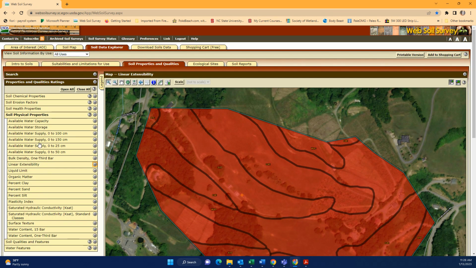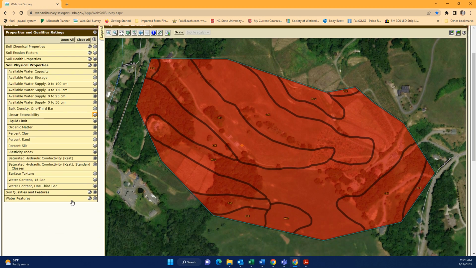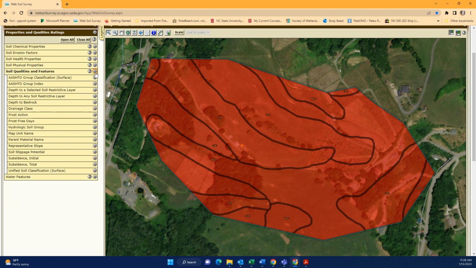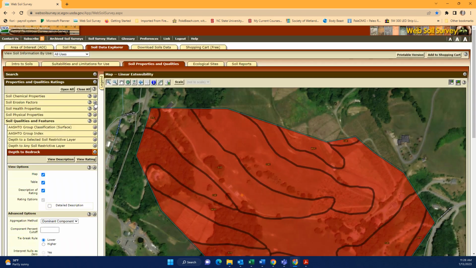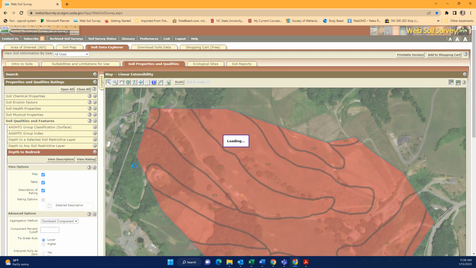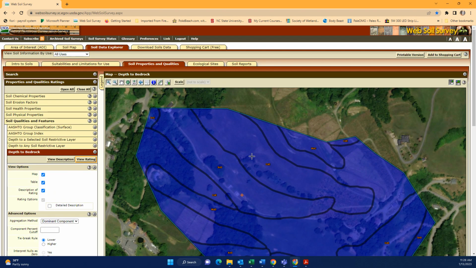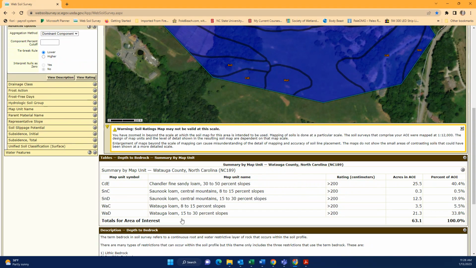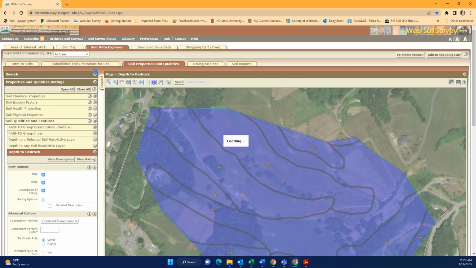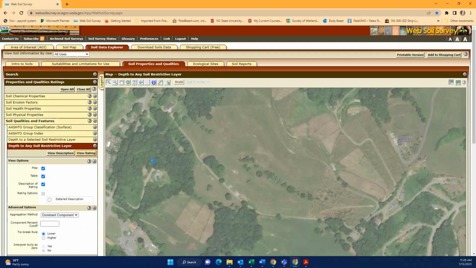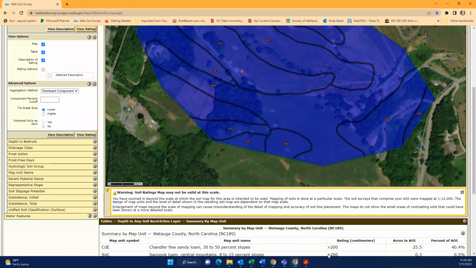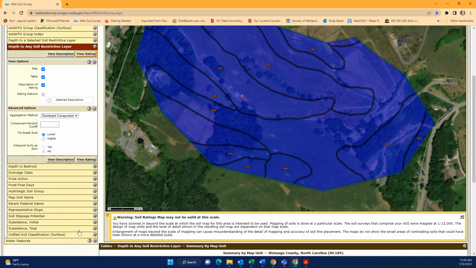Other things we're going to look at for this, we're going to look at our soil qualities and features, depth to bedrock. And again, we've kind of already seen this, but this is going to tell us what the depth to bedrock is. It's greater than 200 centimeters. No worries there. Restrictive layers. So this is a double check of the things you looked at before. Greater than 200 centimeters. Nothing to worry about there.